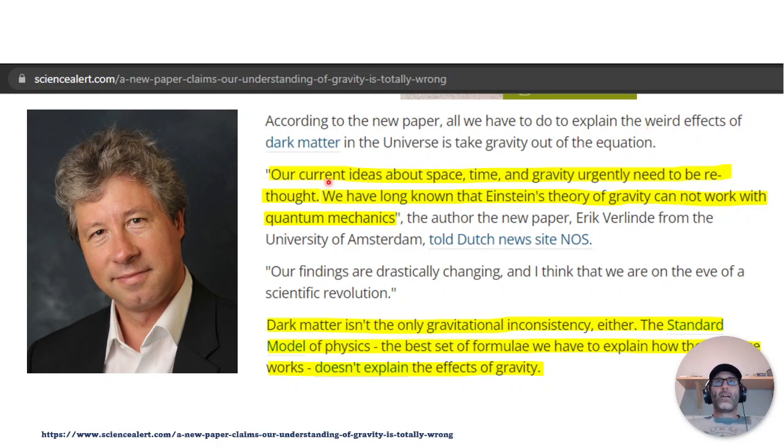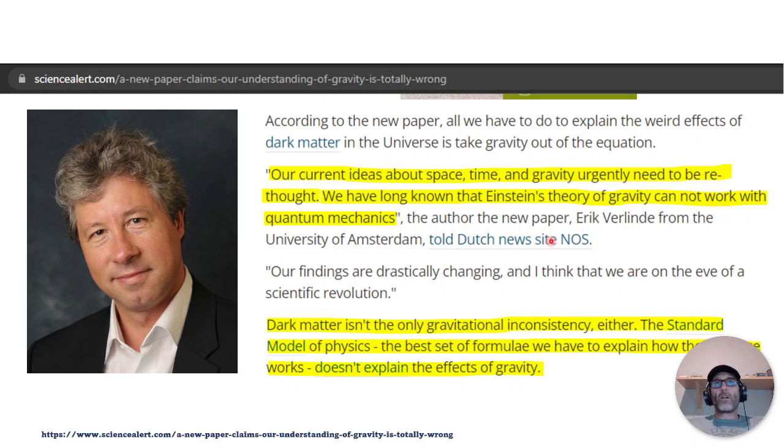So this is from one of the many articles on Erik Verlinde. He says, our current ideas about space, time, and gravity urgently need to be rethought. We have long known that Einstein's theory of gravity cannot work with quantum mechanics. So now you've got the scientific community divided, right? If you're one of those people who subscribes to quantum mechanics, here's a physicist telling you that the scientific community has known that Einstein's theory of gravity cannot work with quantum mechanics. That's a concerning statement for someone researching gravity and whether it's a feasible theory.